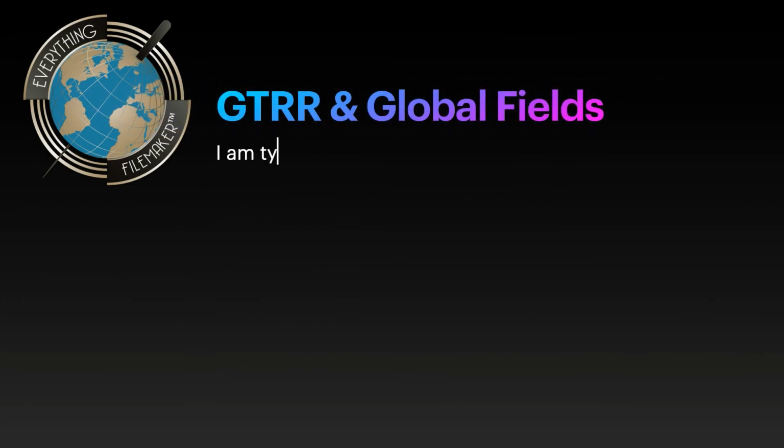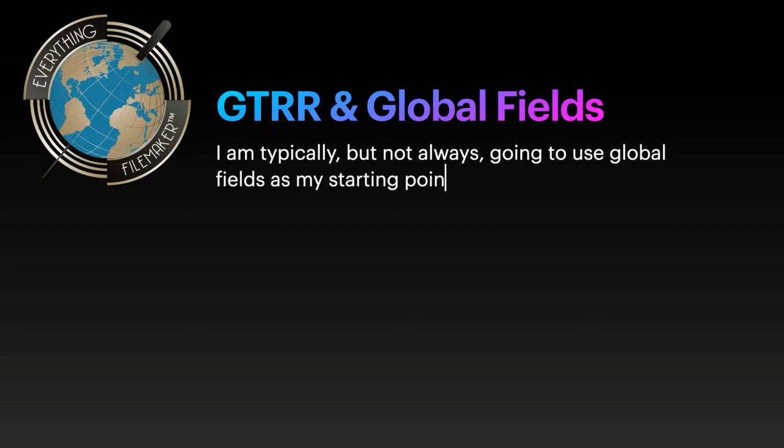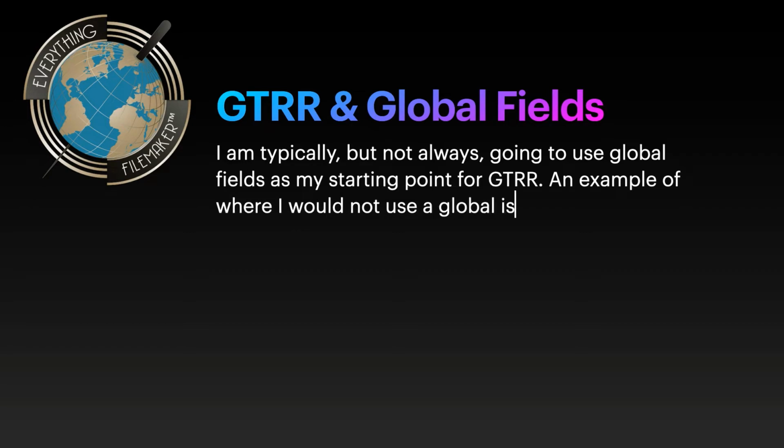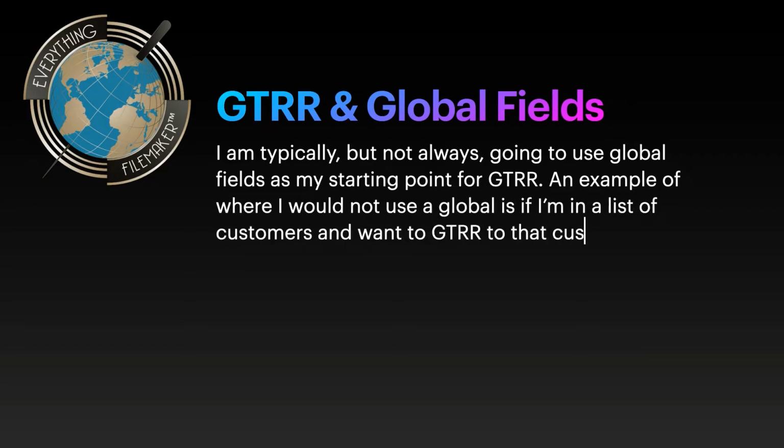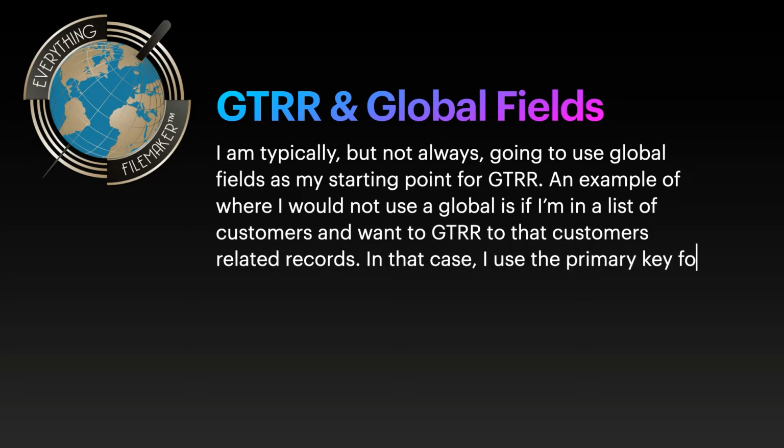I am typically, but not always, going to use global fields as my starting point for GTRR. An example of where I would not use a global is if I'm in a list of customers and want to GTRR to that customer's related records. In that case, I use the primary key for the customer as my starting point.